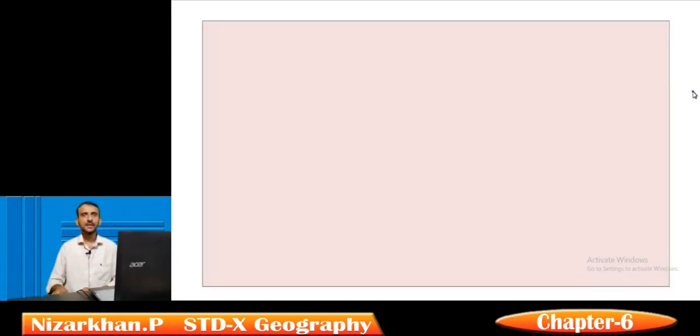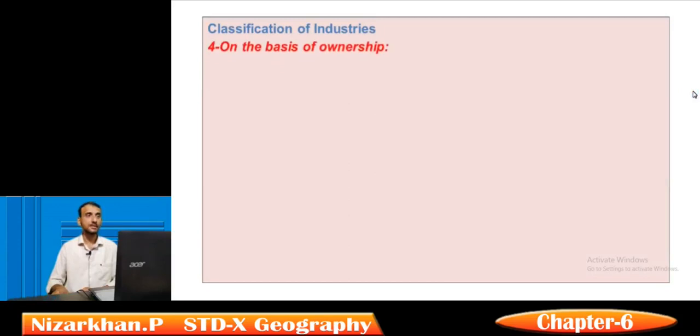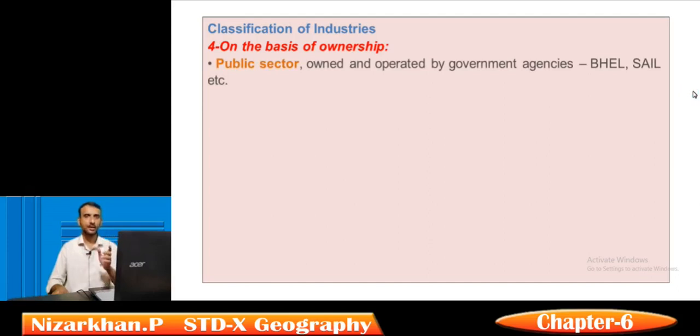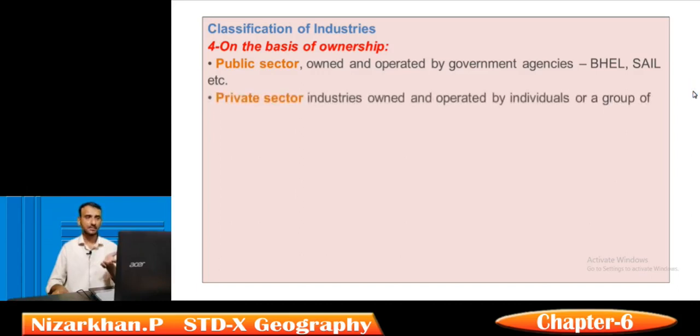Then the fourth classification of industries is on the basis of ownership. The first one is public sector. Public sector means those industries owned and operated by government agencies, for example BHEL, SAIL, etc. The second classification on the basis of ownership is private sector. That means those industries owned and operated by individuals or a group of individuals.